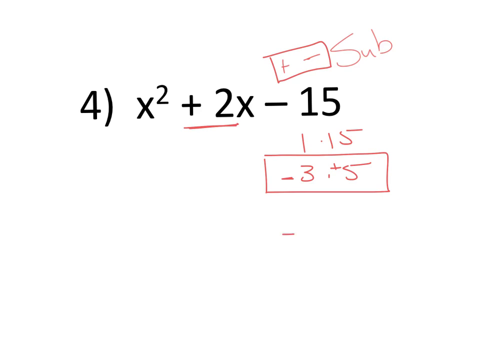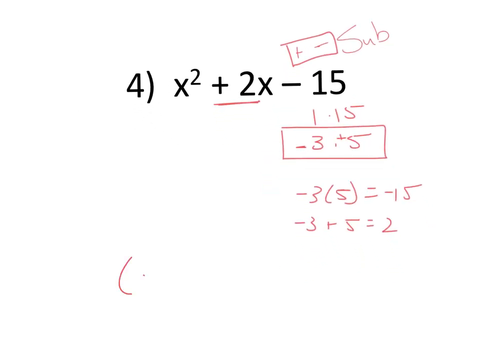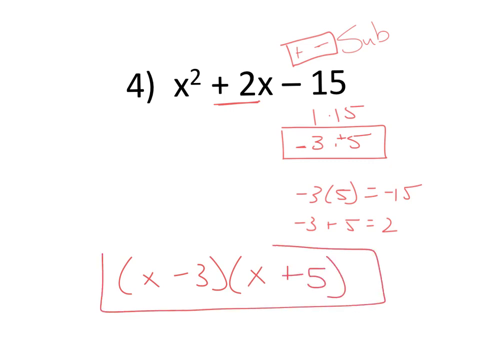So now when I take -3 times 5, that gives me -15. And when I take -3 plus 5, that gets me 2. Okay? All right, so I've got x minus 3 and x plus 5 are going to be my answers there.